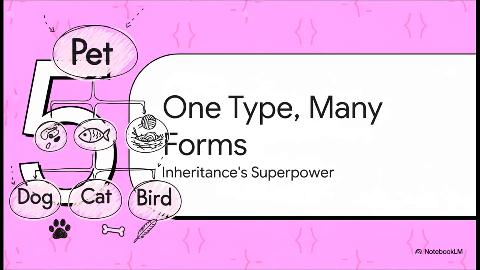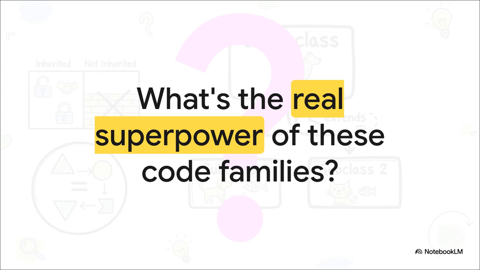Now for my favorite part. For real. We've seen how inheritance cuts down on repetitive code, which is awesome. But its real power, its actual superpower, is a concept called polymorphism. This is where things get incredibly flexible and, well, powerful. So what's the big deal? What's the real superpower you get from organizing your code into this family structure? I mean, what if I told you that you could treat all these different objects in one unified way? That's the superpower we're about to unlock.